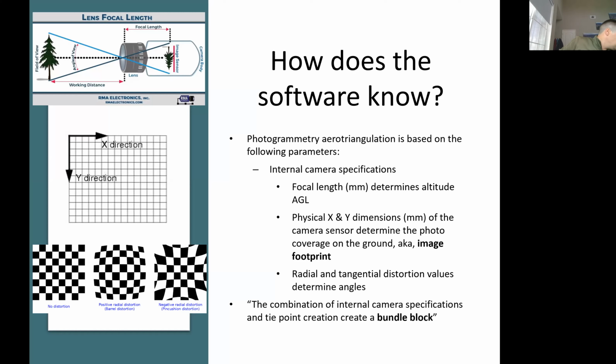So here's my little trusty example again. My camera's sensor is somewhere in here, and the end of the glass is about right there. So that distance from there to there is the camera's focal length.